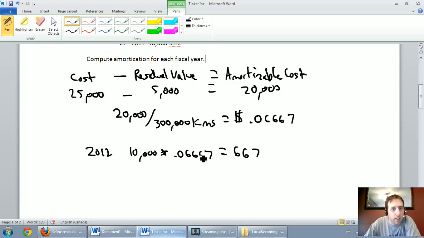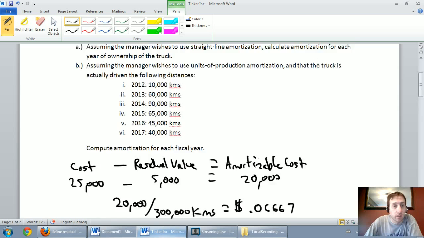Well, the reason is units of production takes the time element out of our computations, right? We didn't do it based on years or months. We're amortizing based on kilometers. If I drove 10,000 kilometers, my exact amortization should be 667. It shouldn't be 4/12 of that. So again, it's not based on time, it's based on kilometers. We've calculated the number correctly. Let's carry on to the next year.